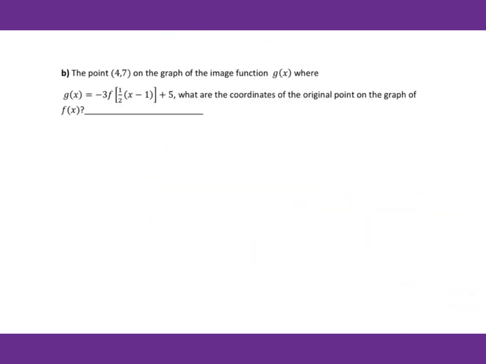Let's go to B. The point 4, 7 is on the graph of the image function g of x. g of x equals this one. What are the coordinates of the original point on the graph of f of x? Still, we do the transformation. 1, here it's 2, this is 3, 4, and 5 steps.